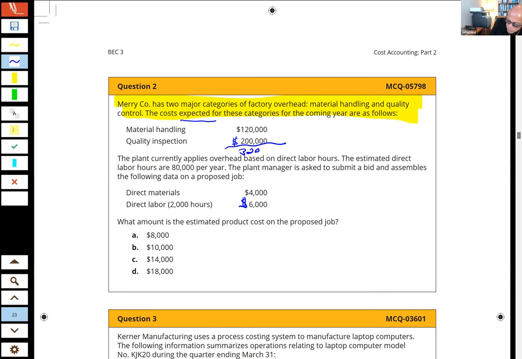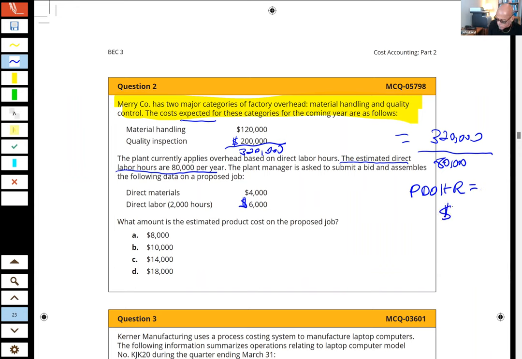Okay, 320,000. So we know that our estimated overhead is 320,000. And then we have to figure out, well, what is the estimated driver? And it doesn't always have to be direct labor hours, guys. Be careful. Read the question carefully. They might give you machine hours or something like that as the driver. But here they're saying direct labor hours is 80,000. So we put that in the denominator, and we come up with the predetermined overhead rate. The predetermined overhead rate here is going to be $4 per direct labor hour.